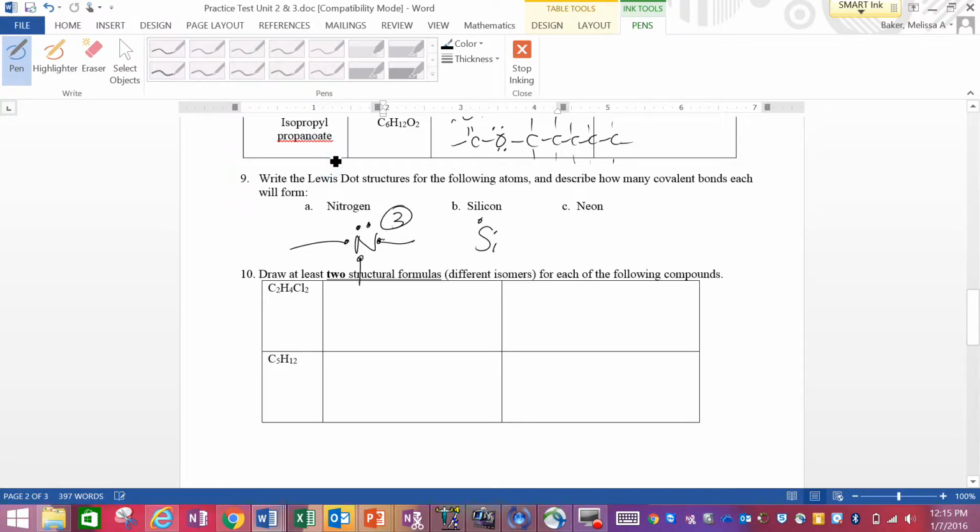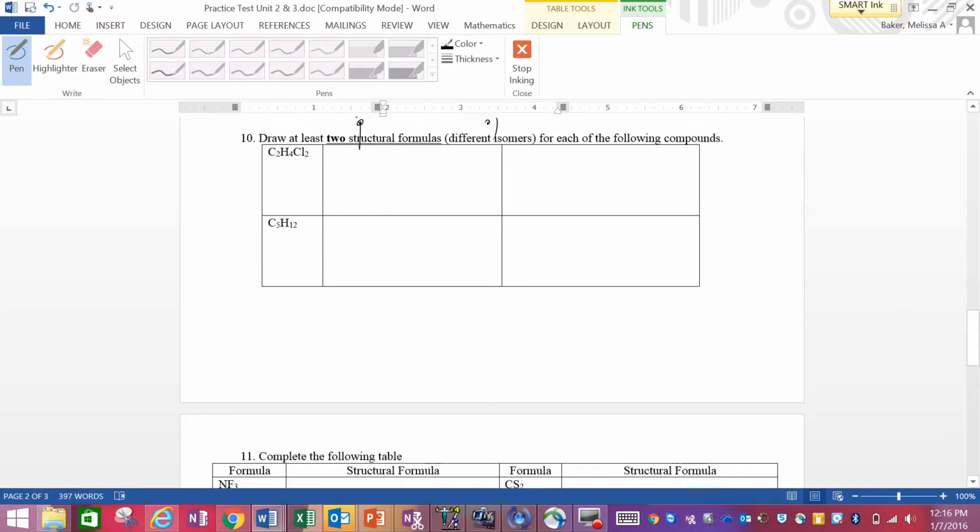Silicon is in group 4A, so 1, 2, 3, 4. It would form 4 covalent bonds. Neon's in group 8A, so 1, 2, 3, 4, 5, 6, 7, 8. It would form 0 covalent bonds because it doesn't have any lonely electrons.